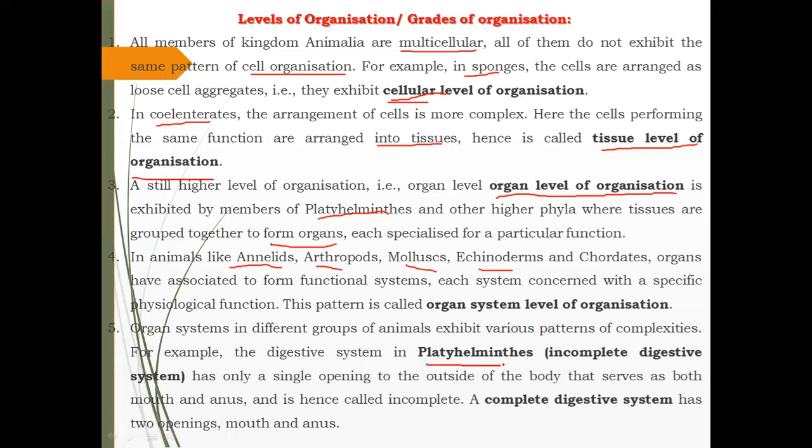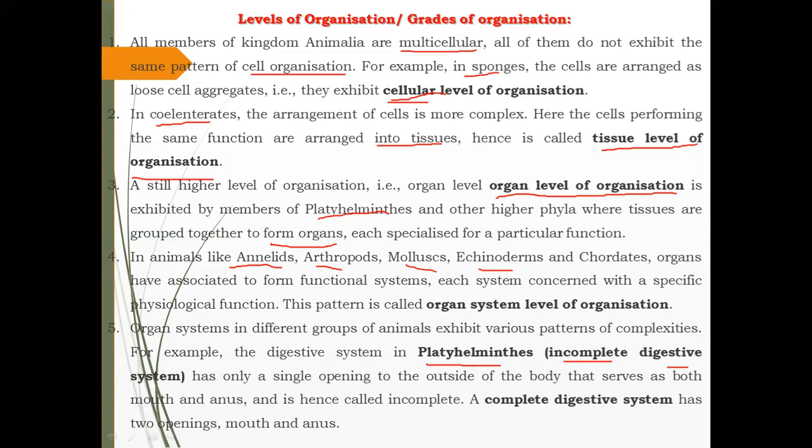Now in platyhelminthes, it is an incomplete digestive system, which has only a single opening to the outside of the body that serves as both mouth and anus. Platyhelminthes are flatworms or tapeworms. They are actually parasitic in nature.